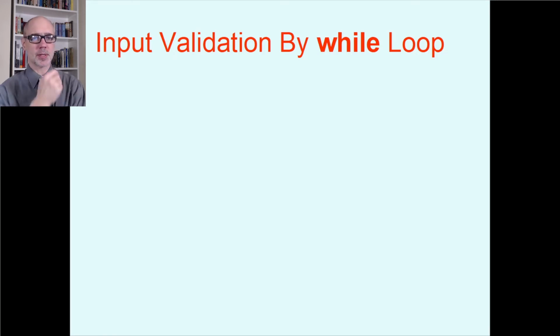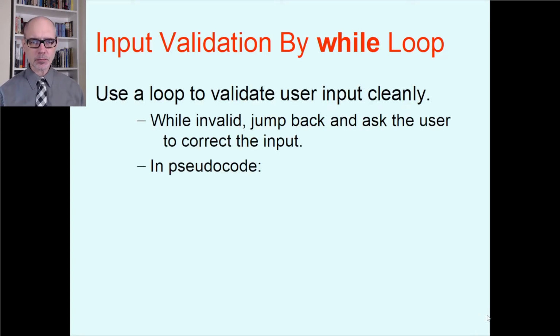Other important stuff that you can use a while loop or a do-while loop for. Actually, for this, you could use either. It's best to use a loop to validate user input cleanly. We first discussed that in chapter 4, and we had examples where we used an if statement, which honestly is really not the best way to do that. The best way is to use a while loop.